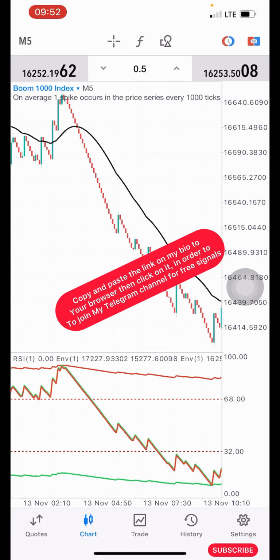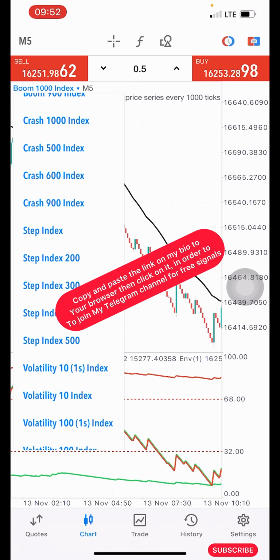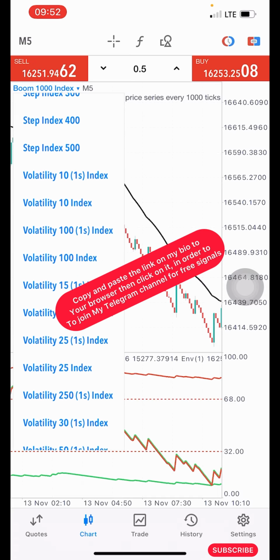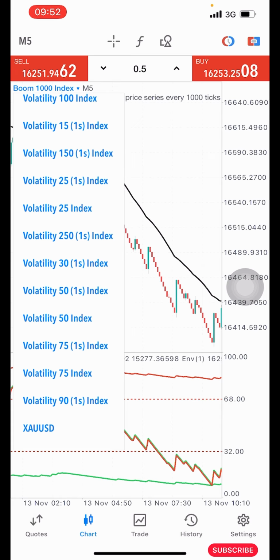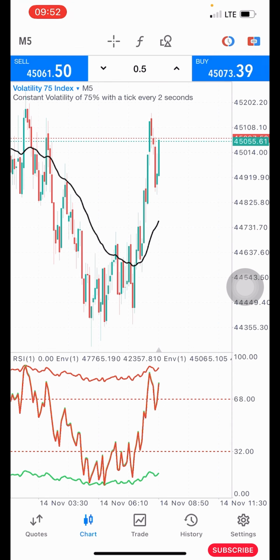Even if you're a beginner, you can use it to grow your small account, as little as a $5 account on boom and crash. It doesn't matter whether you're a beginner or not. With this strategy, you'll be able to grow as little as a $5 account.